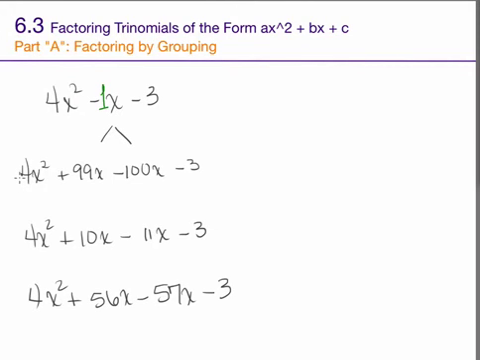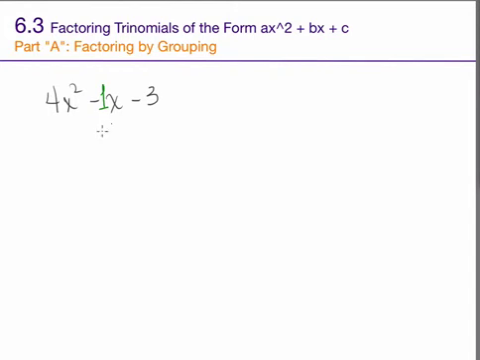We need for the product of these two numbers, 4 and negative 3, to be equal to the product of these two numbers. 99 times negative 100 is not negative 12. Neither is 10 times negative 11. So we need to find a way to get negative 12 as a product of these two numbers as well. I do need to split up this middle term, and I will write it in between the first term and the last term. The question is, how do we do it?